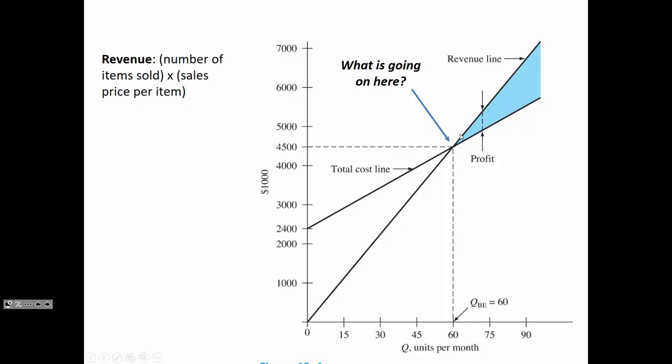At any volume below, in this case it looks like 60 units per month, if they're selling 45 units per month, their business is in trouble because their revenue is less than their total cost.